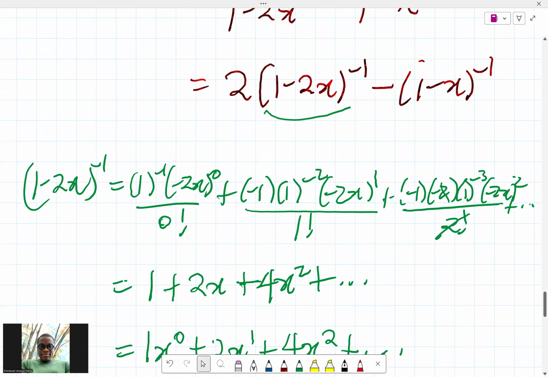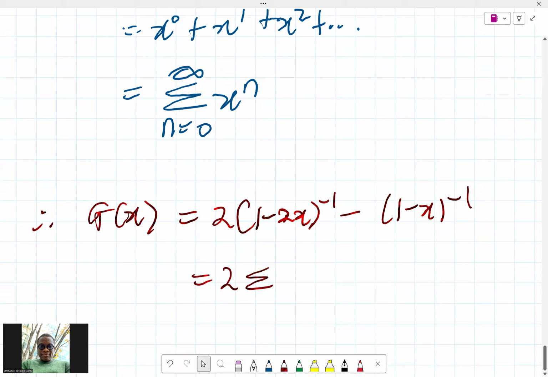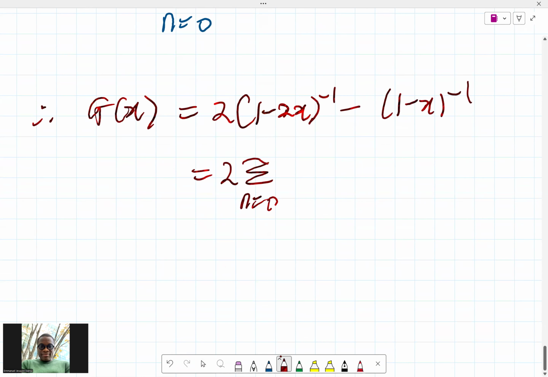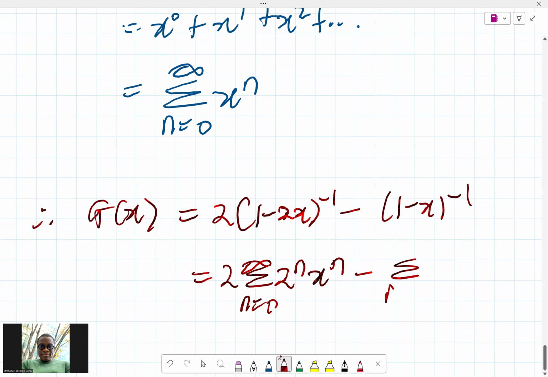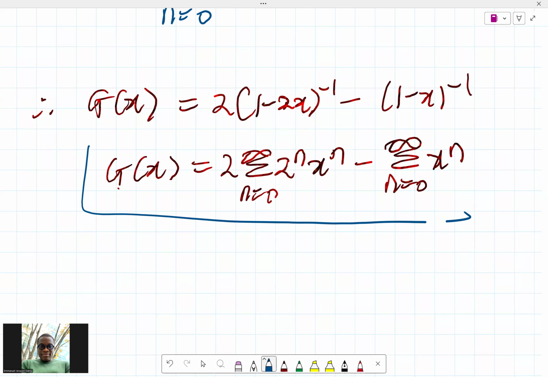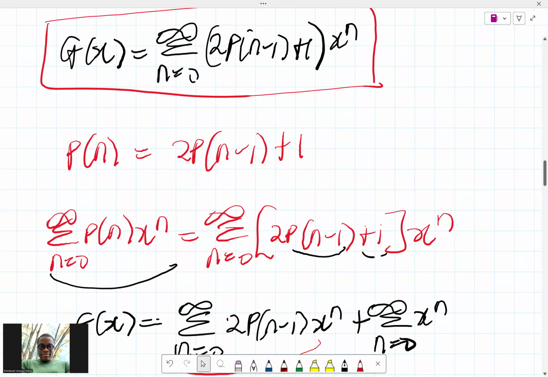Yeah, that. So that would simply be 2 summation. What did we have? Yeah, 2 raised power n. 2 summation from n equals 0 to infinity of 2 raised power n, x raised power n, okay, minus what we just had, summation from n equals 0 to infinity of x raised power n. So this is our g of x now. This is simply the g of x we are looking for. This is our generating function. So the first part of the question is taken care of. The first part is to find the generating function.